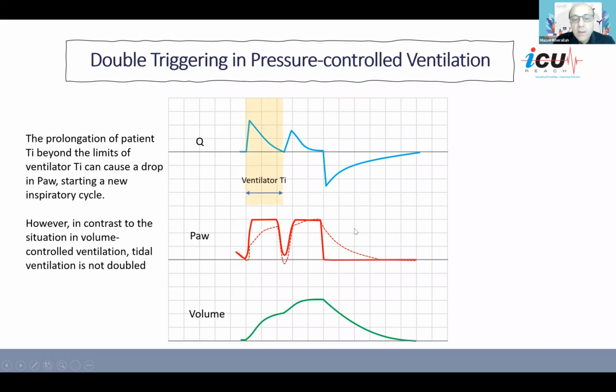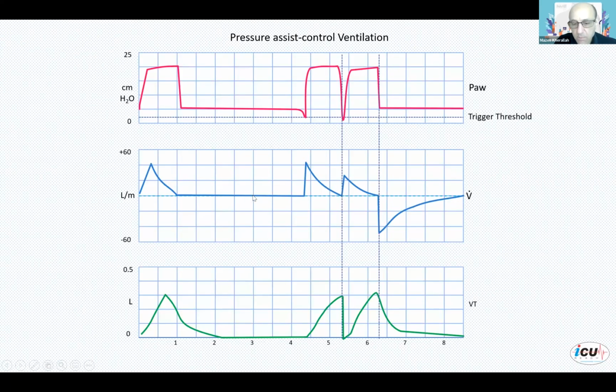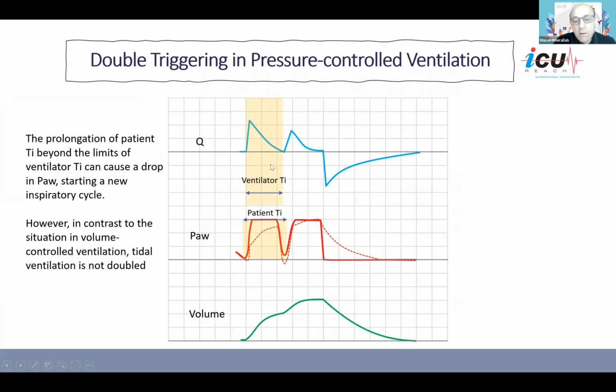And the inspiratory time of the ventilator is depicted here in the yellow rectangle, and the patient's inspiratory time is longer than the ventilator inspiratory time. Okay, so again, the continued negative inspiratory efforts of the patient beyond the ventilator inspiratory time resulted in triggering the ventilator once more before expiration start.